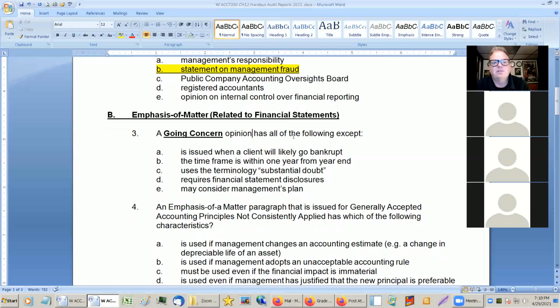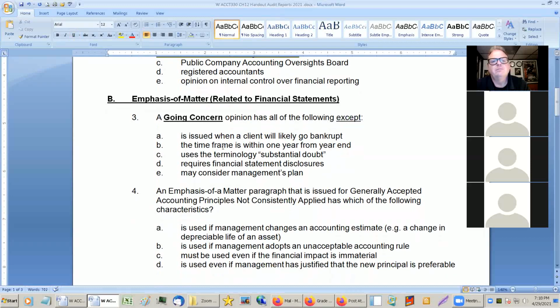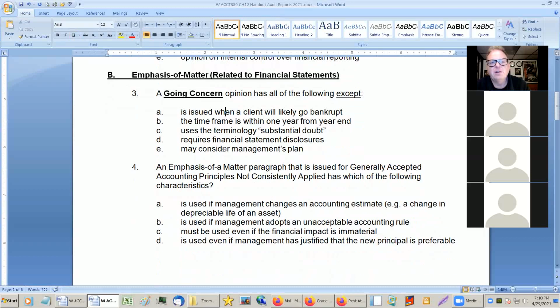And so what is included in that is all of these are basically included. And I'll talk about those. It is issued when a client will likely go bankrupt. This is the one we're going to have to modify a little bit. Use the terminology substantial doubt. And that is when there's substantial doubt that they're going to be able to continue in the future.